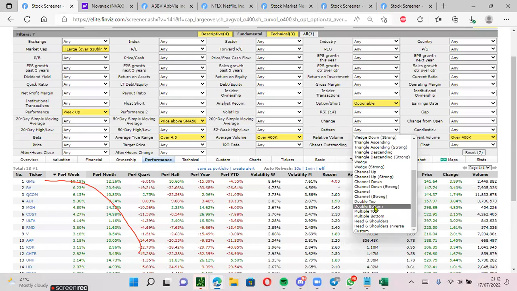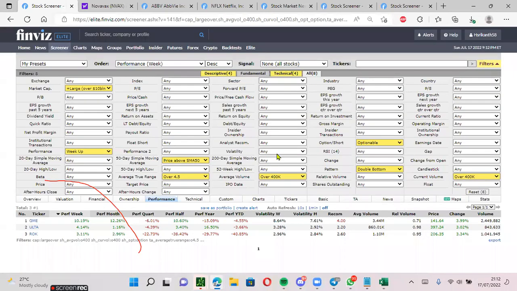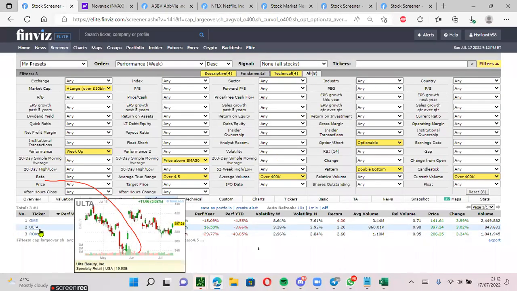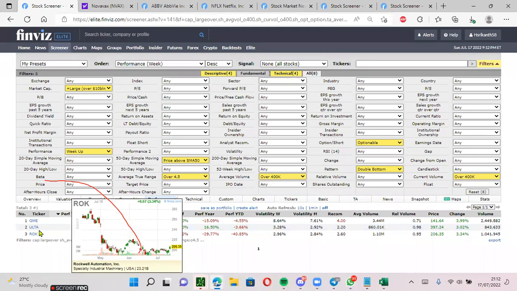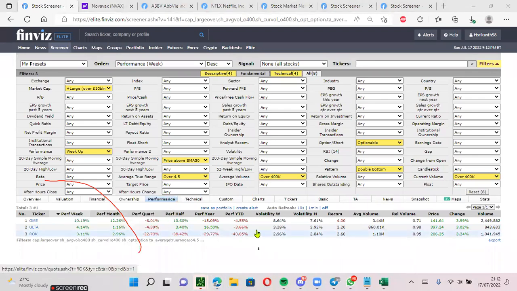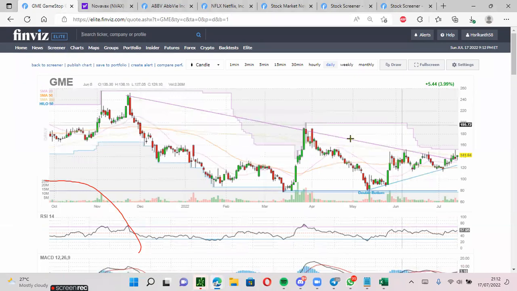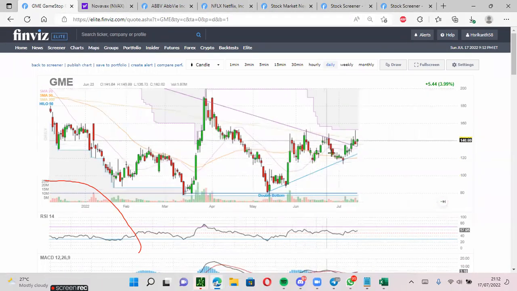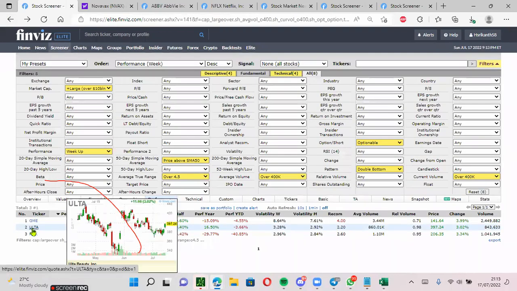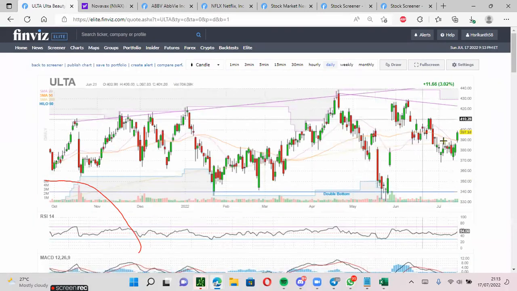Let's say I want to find a double bottom. Okay, GameStop is having a double bottom, Alta double bottom, Roku, no, this is Rockwell. So let's take a look at GameStop. Basically these are double bottoms on a daily chart. So I think it's based on the daily, right? Yes, it's based on daily. What does the double bottom mean?